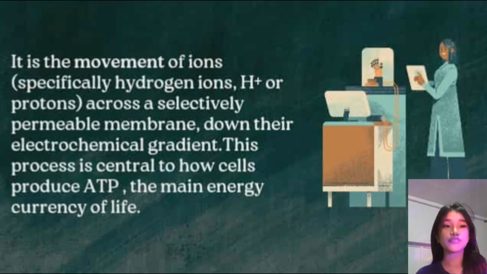We are group 6 and today we're going to talk about chemiosmosis. It is the movement of ions, specifically hydrogen ions, H plus or protons, across a selectively permeable membrane down their electrochemical gradient. This process is central to how cells produce ATP, the main energy currency of life.